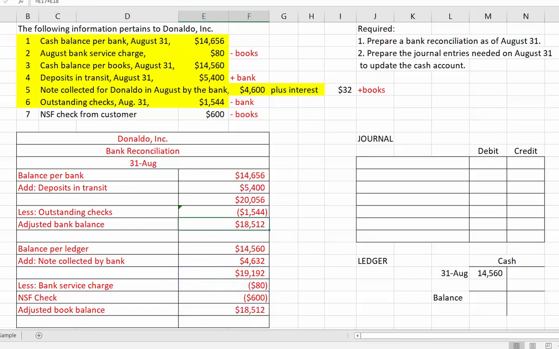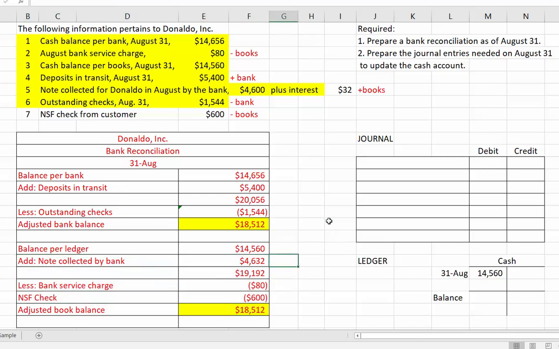Okay, now we're happy. Why? Because we have reconciled. Okay, kind of remind you of a balance sheet a little bit, right? The top and the bottom have to be equal. So we have an adjusted bank balance and we have an adjusted book balance. They're equal. All right, next up, remember we need to adjust for anything down here that affected our books.